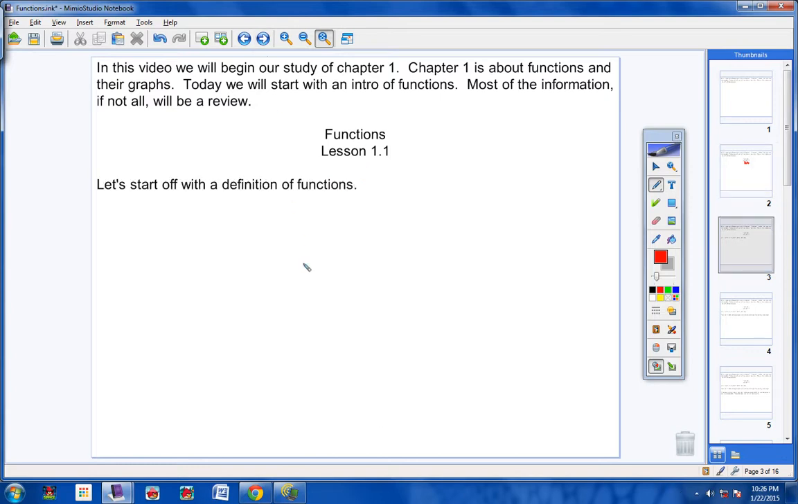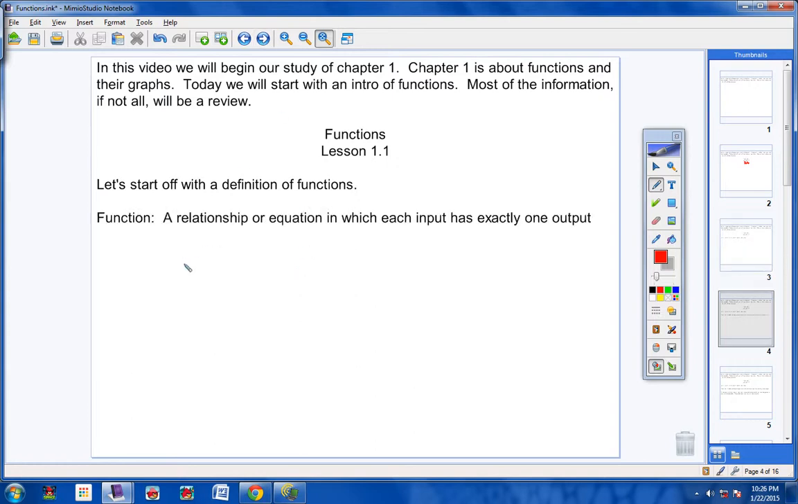Okay, here we go. Now, let's start off with a definition of functions. Please copy this in your notes. Function: it is a relationship or equation in which each input has exactly one output. And when I say relationship, sometimes it can be ordered pairs, sometimes it can be a graph, sometimes it can be words, and sometimes it can be an equation, okay?